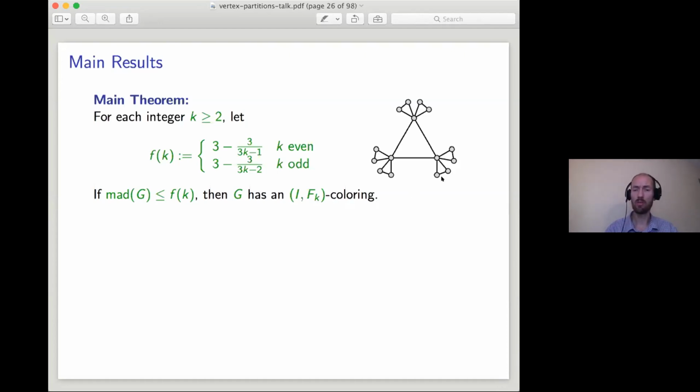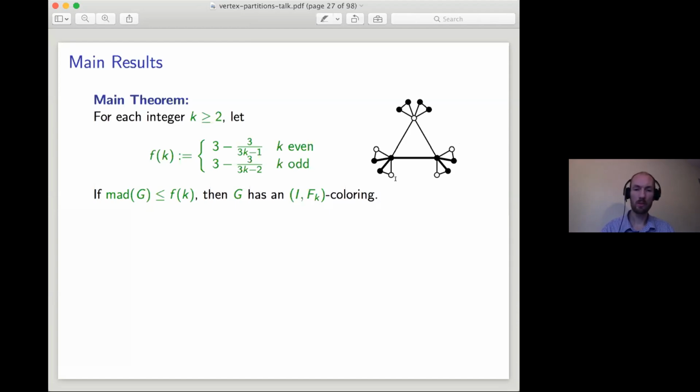Here's an example, just to make this very concrete. This graph has average degree and max average degree 3 minus 1/5. If you write that in this language, then you would say 3 minus 3 over 15. And 3 minus 3 over 15, if you plug in K equals 5, then that's down here. That's 3 minus 3 over 13. And that threshold is too low. So this doesn't guarantee you an IF5 coloring. But if you plug in K equals 6, 3 minus 3 over 17, it does guarantee you an IF6 coloring. So here is an IF6 coloring. You've got this one tree here of order 6, and you've got some other trees up there of order 2, and then the white vertices are an independent set.